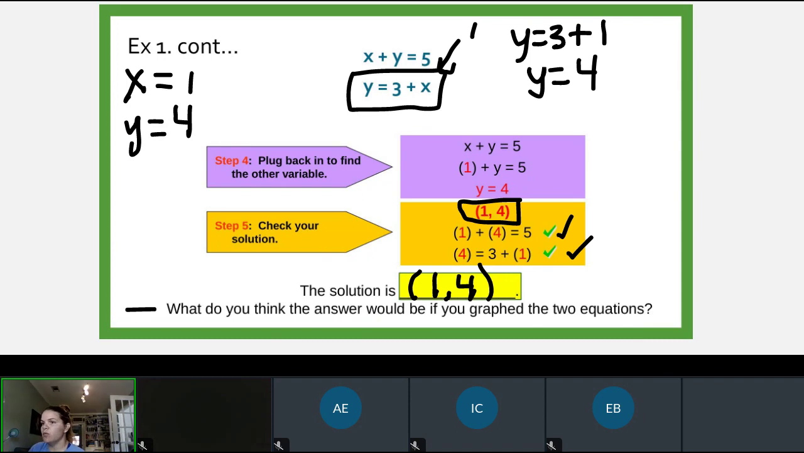Let me ask you this question here. What do you think the answer would be if we decided to graph these 2 equations? What would our solution be? Anybody? Okay, yes, Richard, the point where the lines cross. And what do you think that point would be? Remember, this is just another way to solve. The solution is still going to be the point 1, 4.